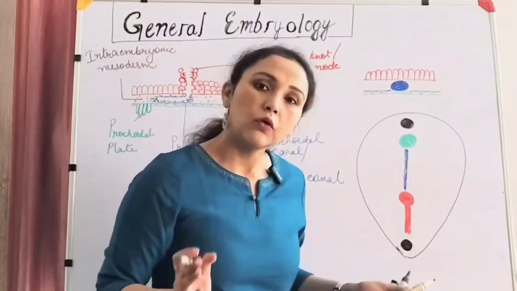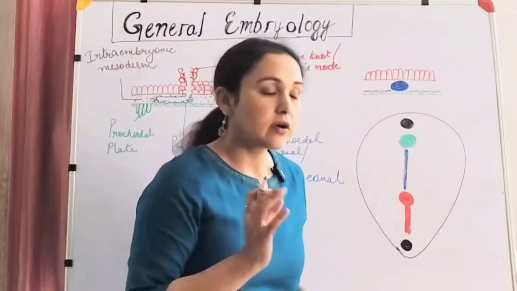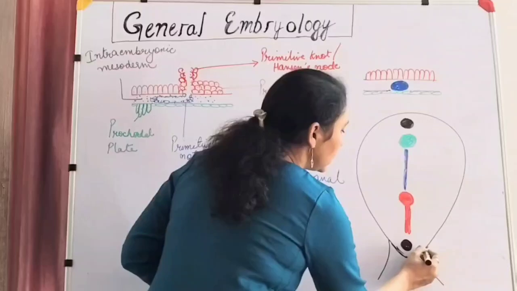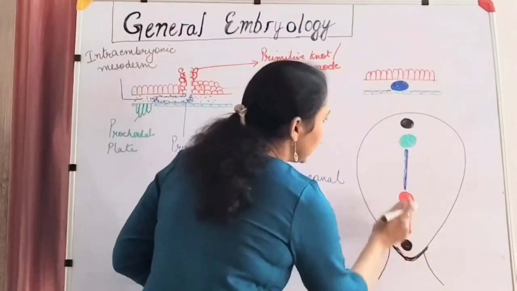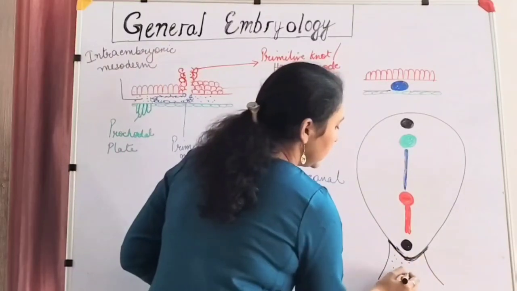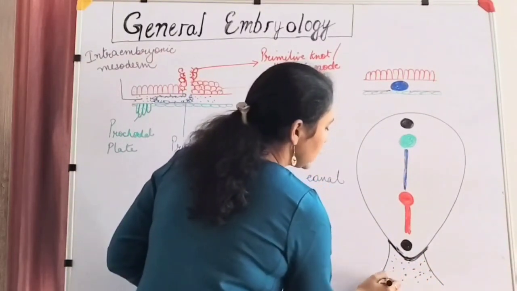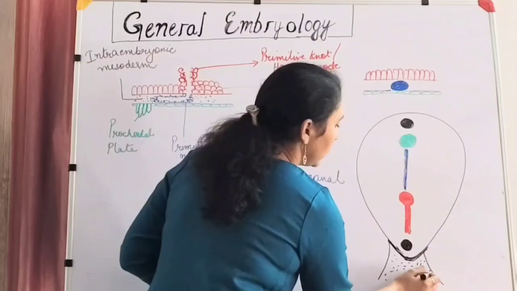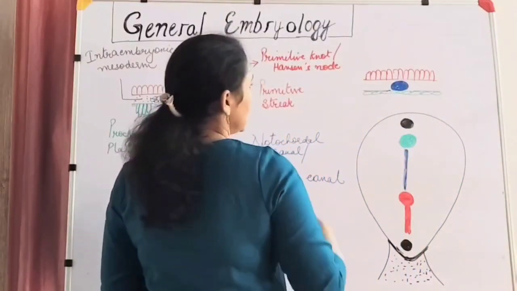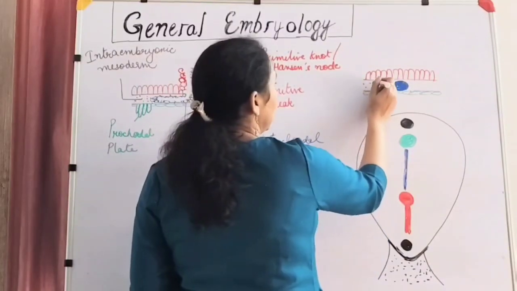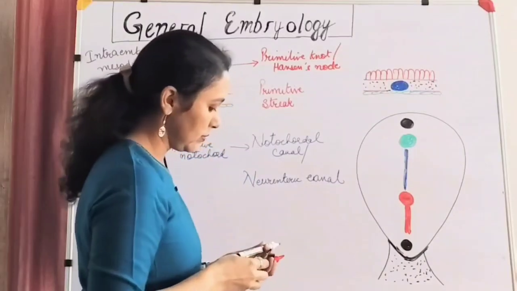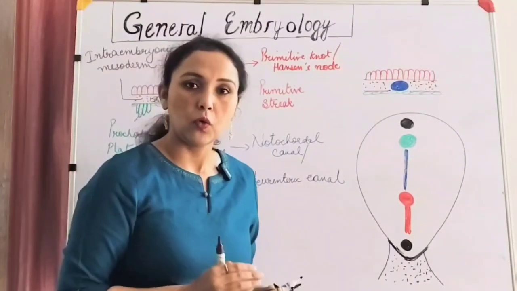But now, with the growth of the embryonic disc, the connecting stalk remains as a very small structure and it is restricted to the tail end of the embryo. This is the tail end, this is the head end. So this is the connecting stalk which will form the future umbilical cord. And in this diagram you can also show the intraembryonic mesoderm. So this is the formation of the notochord.